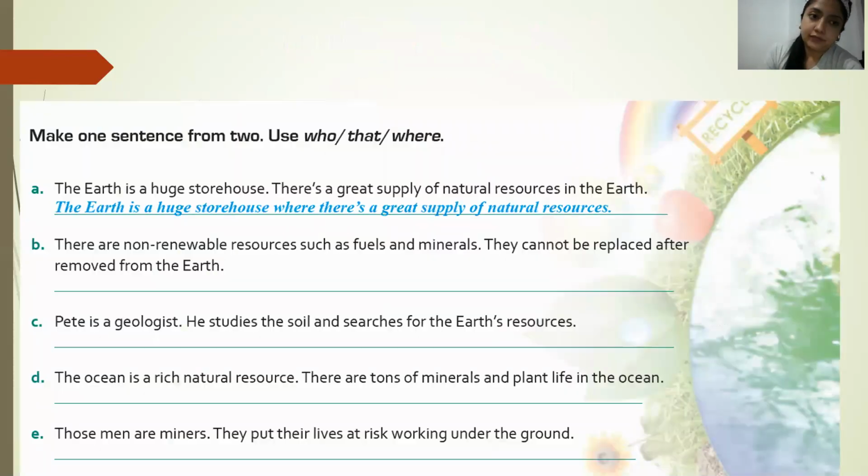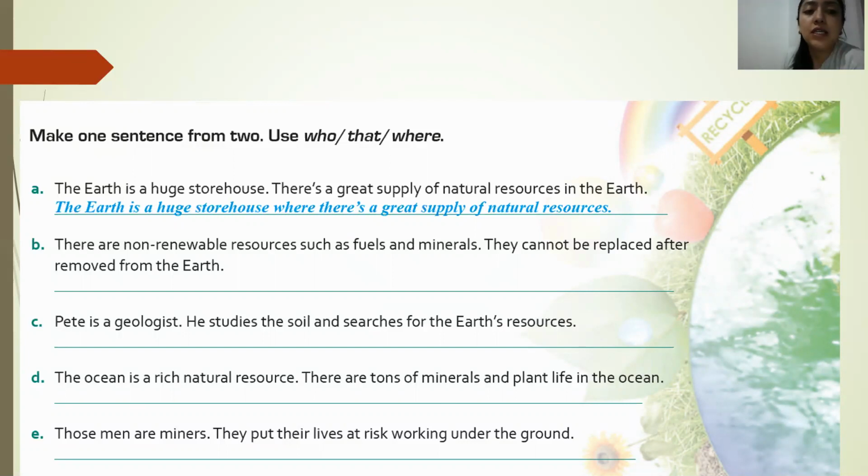time to practice. In this activity, the students have 5 minutes to complete these sentences. They have to change or make a sentence using who, that, and where. Okay, the last is done. The earth is a storehouse, a great sample of natural resources in the earth. Okay, when we use this, we have to remember that in this part we use where because we are going to talk about a place. The place is the earth. The earth is a large storehouse where there is a great sample of natural resources.